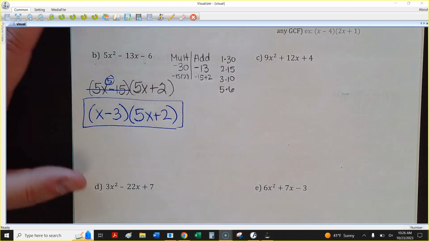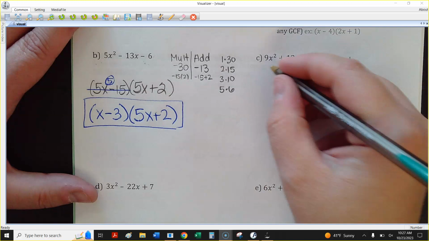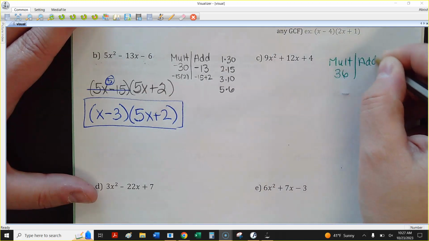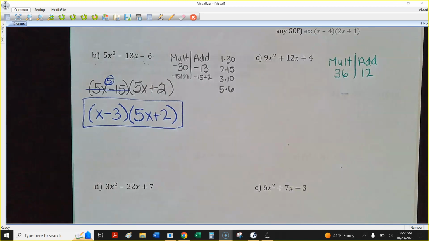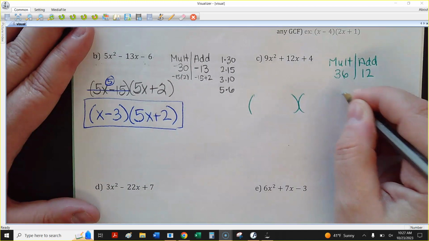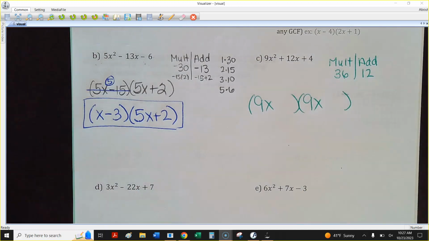So I'm just going to keep going through here. All right, so I'm going to multiply first and last. So 9 times 4 is 36. And add to get the number in the middle, which is 12. All right, while I'm thinking about that, I'm just going to put this in parentheses, and I'm going to start each of my parentheses off. The squared term, just drop the squared from the original problem. So I'm just going to do 9x, 9x. Can you guys think of two numbers when you multiply them, you get 36, you add them, you get 12?